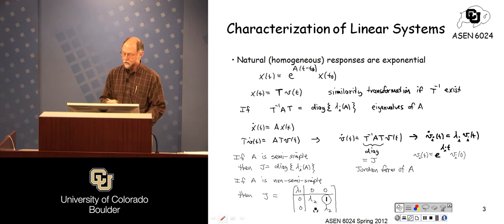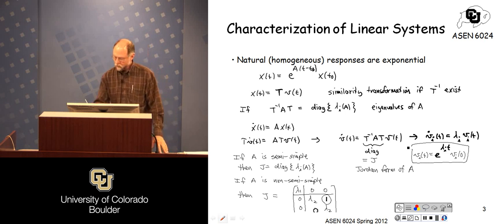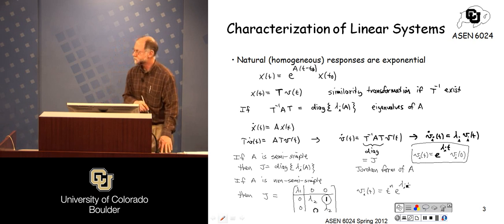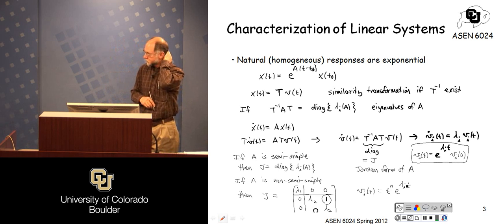Okay? And so in that case, the solutions don't look like this anymore. We can get solutions here where vi of t have things that look like t to the n e to the lambda i t. Okay, so different kinds of solutions that are non-exponential strictly.